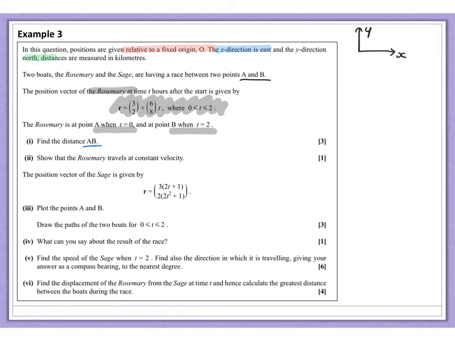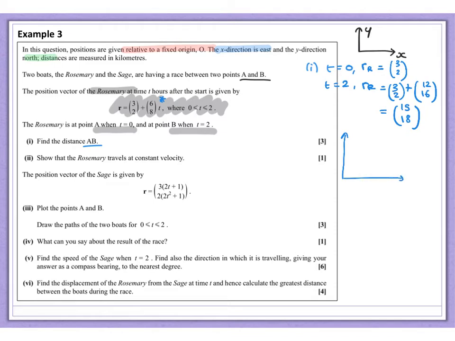So let's work out the position vectors of the Rosemary at these 2 times. So let's see what happens at time t equals 0. We can work out r_R, the position vector of the Rosemary, as (3, 2) by substituting t equals 0 into here. Then what happens if t equals 2? We can see that if we substitute that in, we'll get (3, 2) plus (12, 16), which comes to (15, 18).